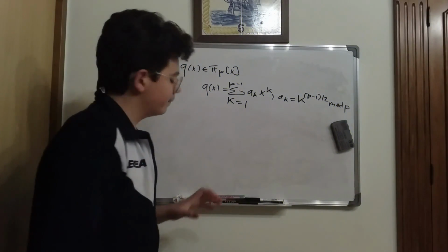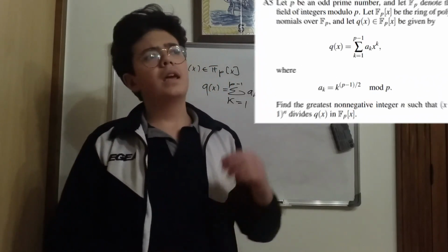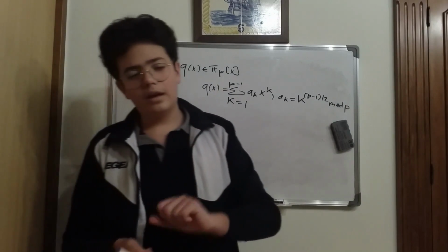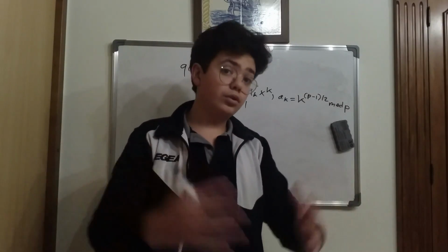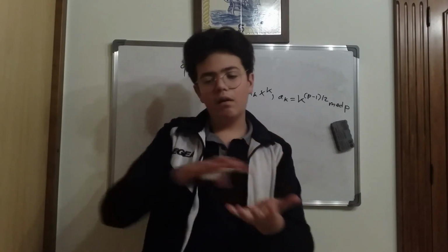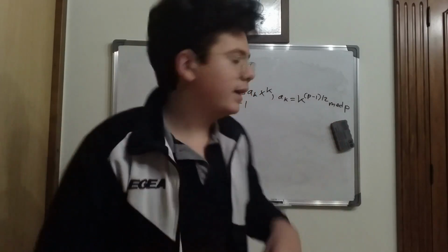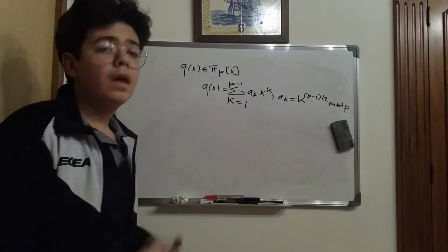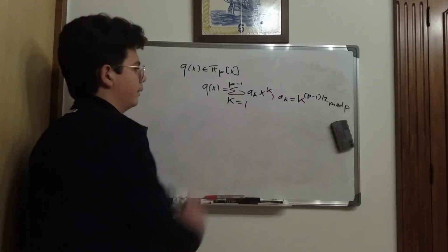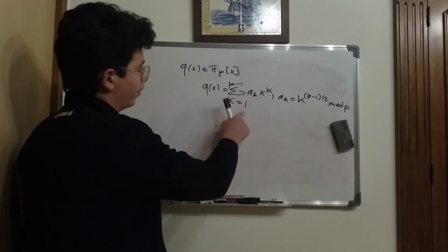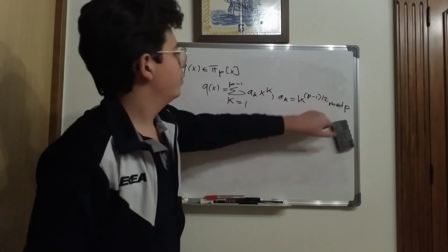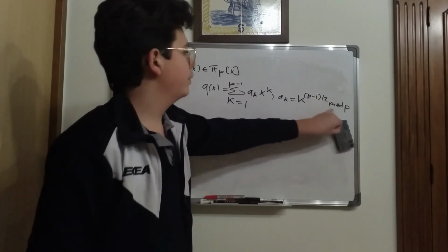So, take a prime number p, for example, and the field of all integers modulo p, and then we can construct a ring of polynomials over this field, okay? And we can take, for example, this polynomial q of x, and this polynomial has this form, okay? So I have the sum from k from 1 to p minus 1 of this thing, and a_k is equal to k to the (p minus 1) over 2 modulo p.